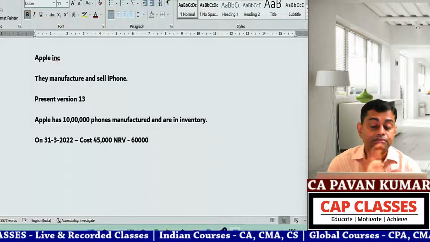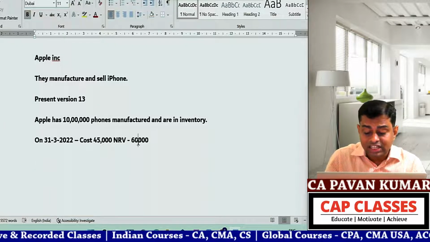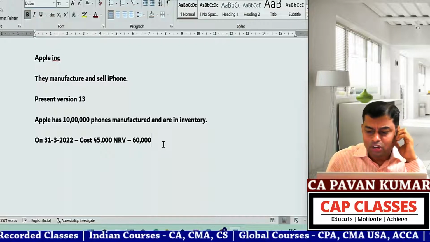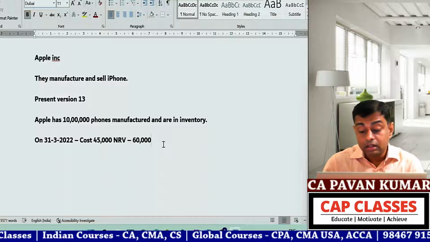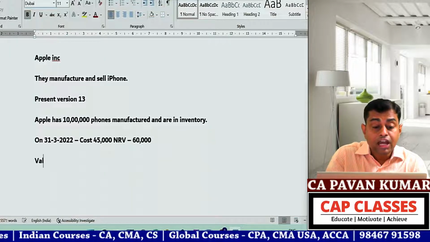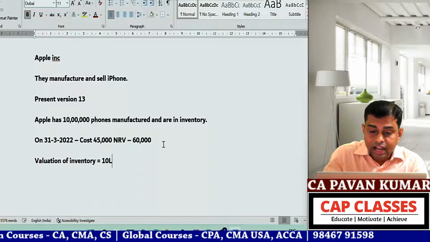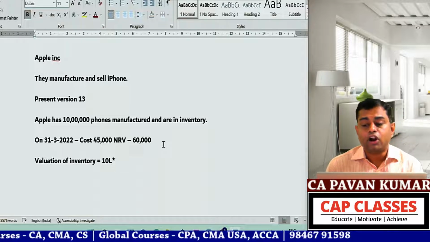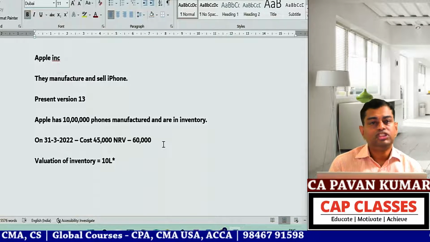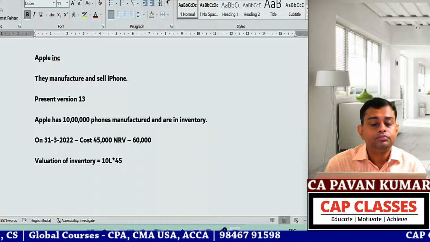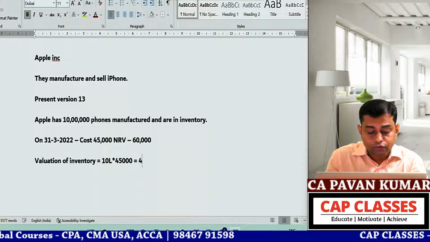The numbers need not make any sense. So Apple phone's cost is 45,000 and selling price is 60,000. I know it will be more than 1 lakh, but for the sake of example. So now the valuation of inventory is equal to 10 lakh phones into, shall I take 45 or shall I take 60? Whichever is lower. So I'll take 45,000.